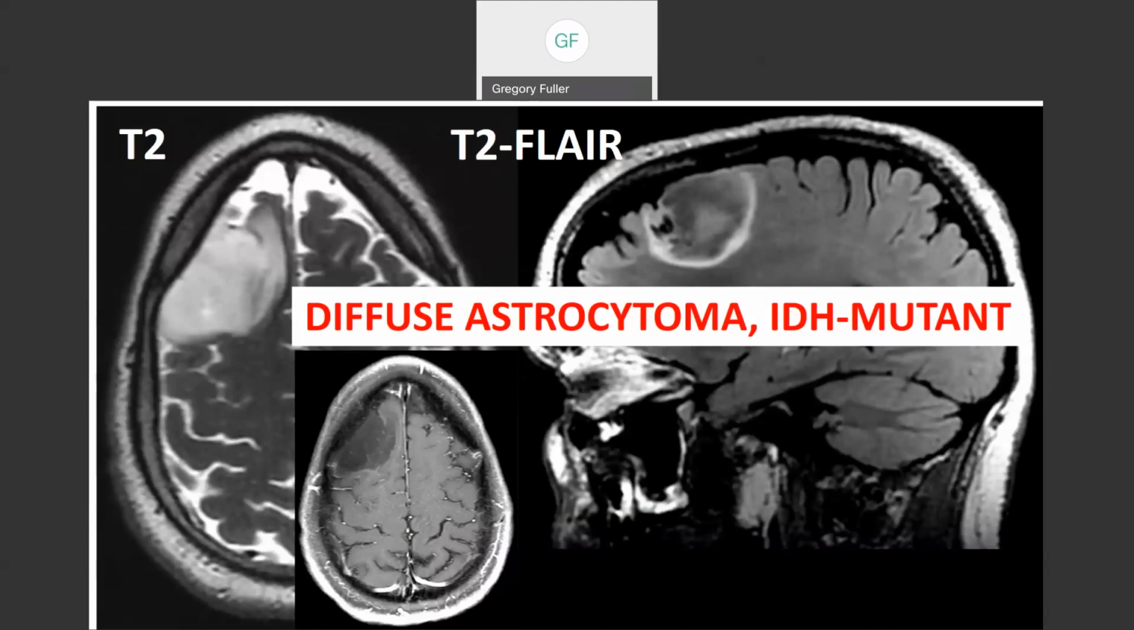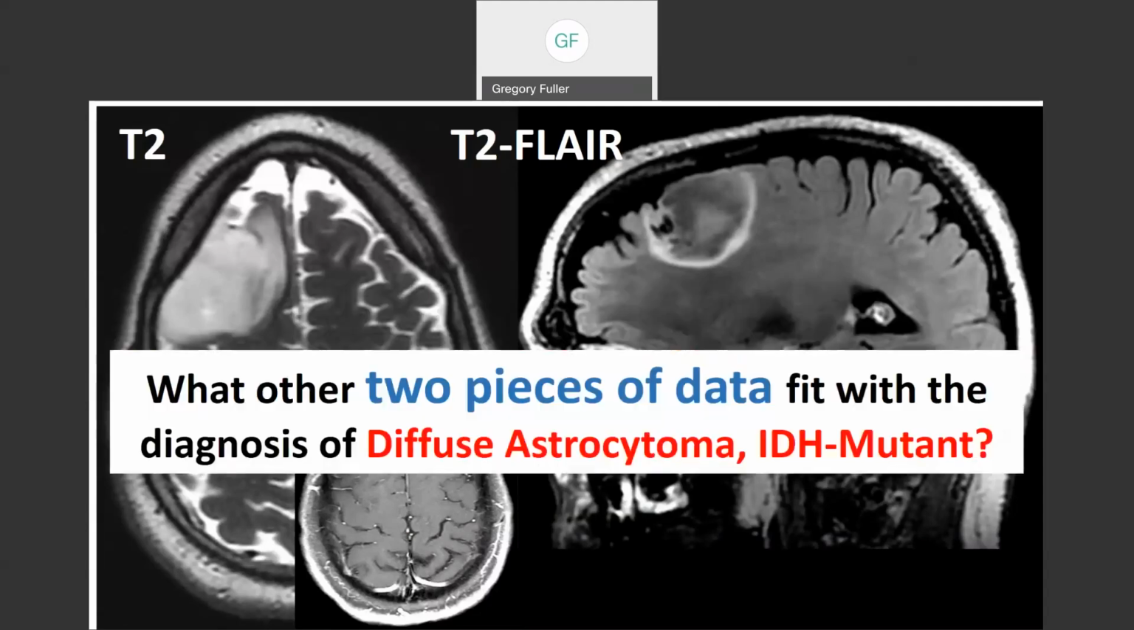Now, this is basically genomic alteration, instant pattern recognition 101 for this group, because I know I'm talking to a very sophisticated group of people. All right, quick follow-up question. What other two pieces of data that I have already given you fit well with the diagnosis of diffuse astrocytoma IDH mutant? What were the two pieces of data that I gave you that mesh really well with this?